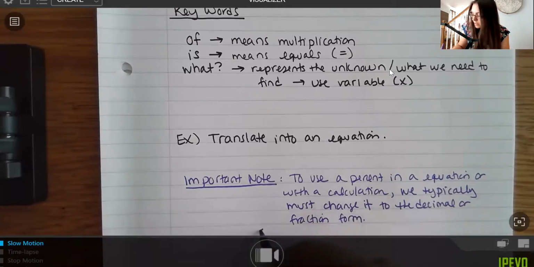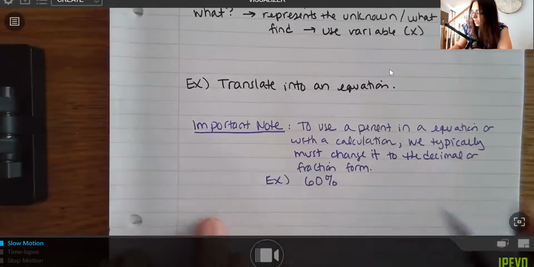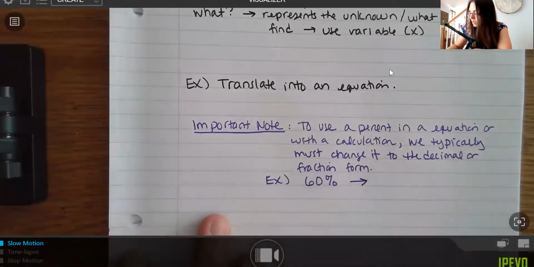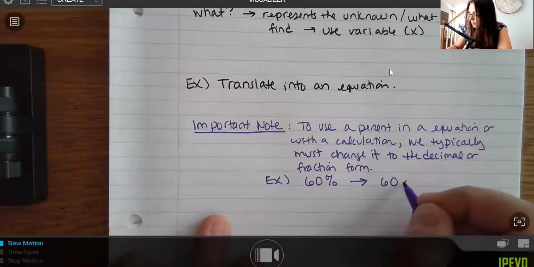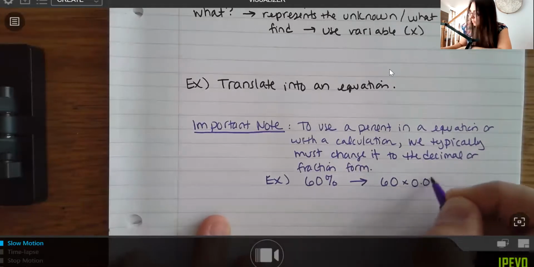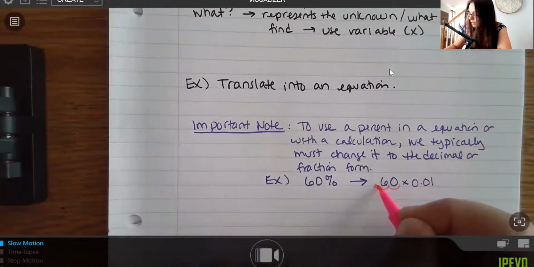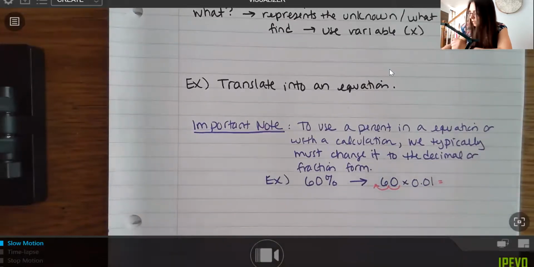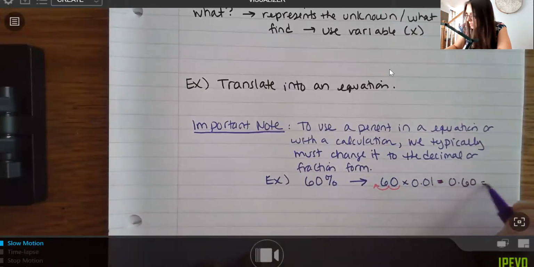So for instance, let's say I was working with the value of 60%. Then I would either change it to the decimal form. So remember, for the decimal form, we ended up multiplying it by 0.01 if you're using decimals. So you're moving that decimal point 2 spots to the left. And you would use 0.60 or 0.6.